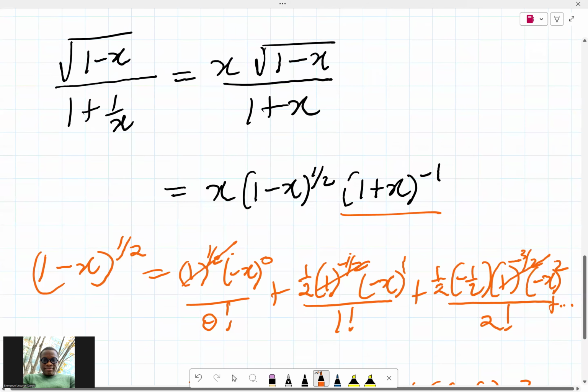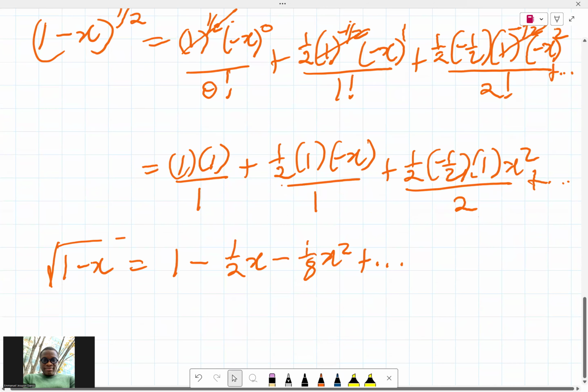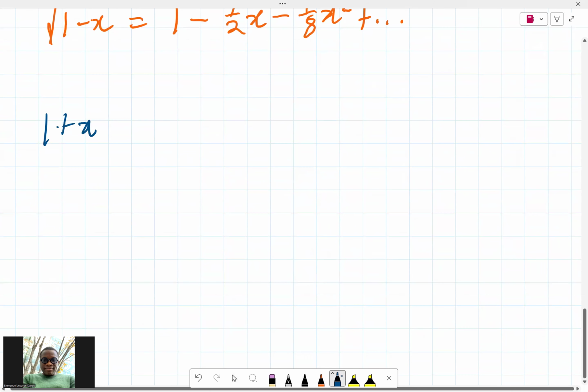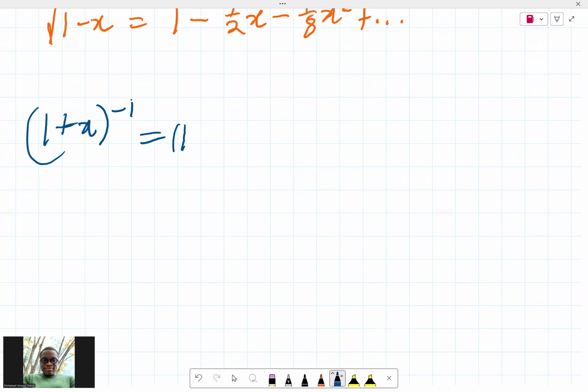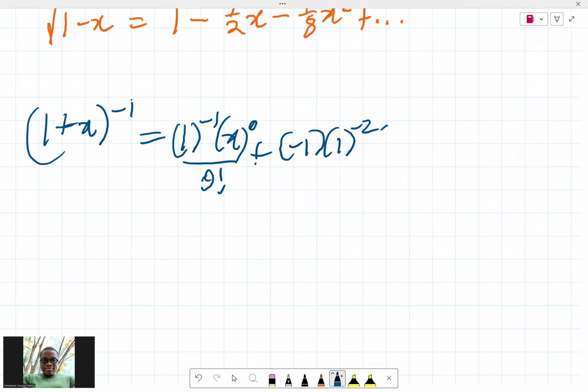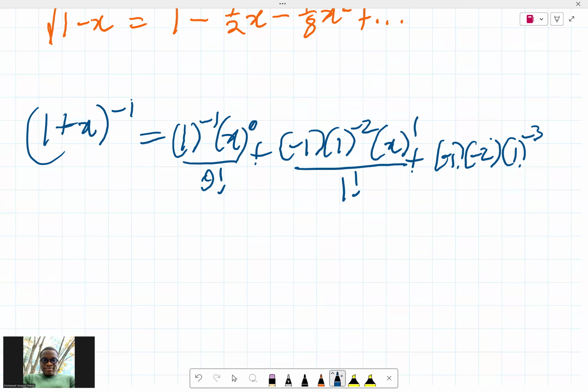1 plus x raised to power minus 1. So 1 plus x raised to power minus 1 is equal to, again, the same formula, 1 raised to power minus 1, x raised to power 0, divided by 0 factorial plus minus 1 comes down, 1 raised to power minus 2, x raised to power 1, all over 1 factorial plus minus 1 times minus 2 into 1 raised to power minus 3, then x raised to power 2 divided by 2 factorial, and all of that continues.